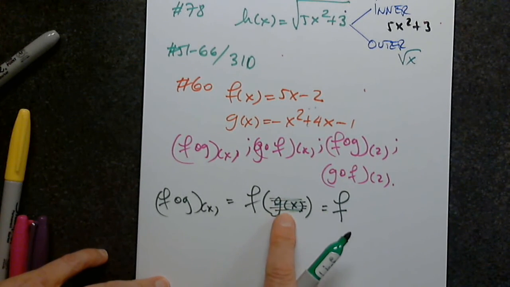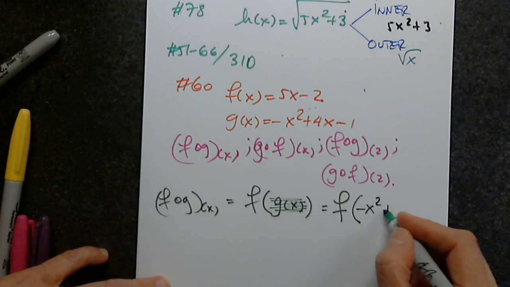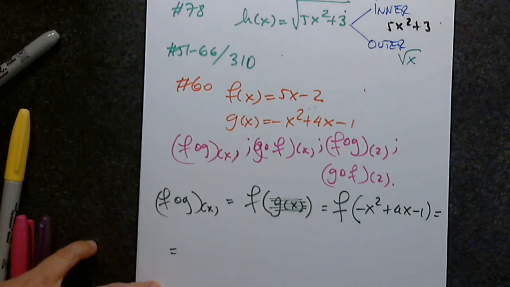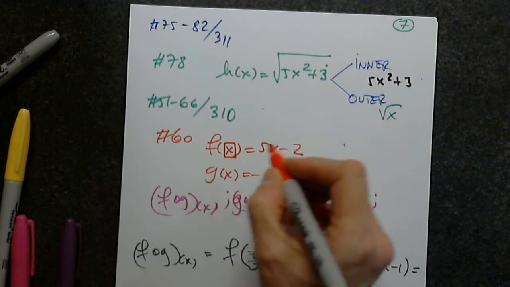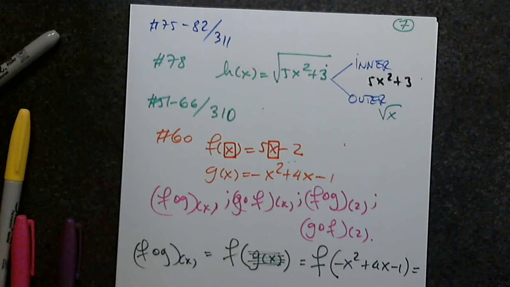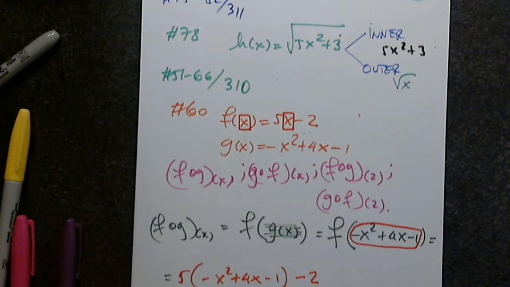I have to replace g of x first. G of x. Negative. Yes, negative x squared plus, thank you. Sorry, my apologies. But now I have to look at what f is telling me. F says f of whatever is 5 times whatever minus 2. But this is my whatever now. Exactly. We are plugging a function inside another function. Correct. So then I have 5 quantity negative x squared plus 4x minus 1 and then minus 2. Is this understood?